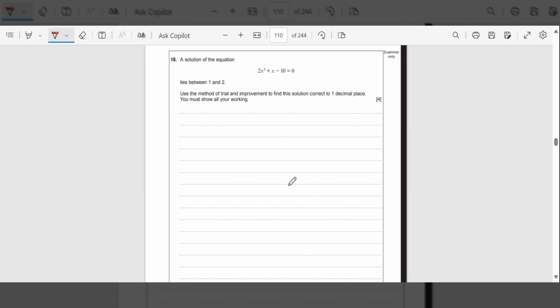So trial and improvement, I'm all over the place here. So a solution lies between 1 and 2. Look, it's cubed. It's not squared, it's cubed. Don't make that mistake, right? We're going to start in the middle, 1.5. So we're going to write 2 in brackets, 1.5 close brackets cubed, plus in brackets, 1.5 close brackets, take away 10 equals. We put that into our calculator, and if the answer is bigger than 0, we'll write too big. If it's smaller than 0, we'll write too small, okay?